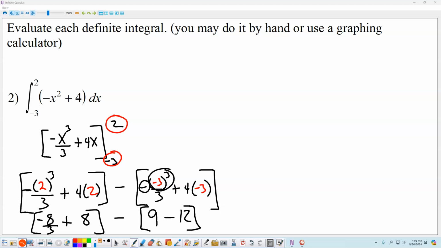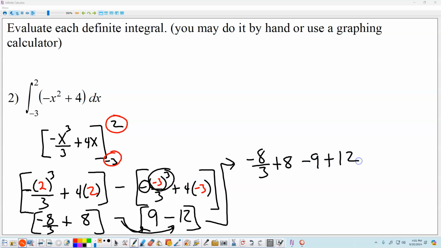After you do your powers and multiplication, you can go ahead and distribute your negative to the second set of brackets there. And at that point, we can get rid of the brackets. So now the 9 is negative and the 12 is positive. We can add together all the numbers that are already the same kind. These are all just whole numbers. We could add these together. That's going to give me, let's see, that would be -1, that would be 11.